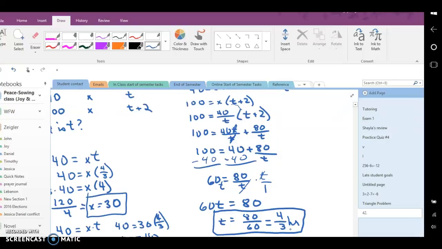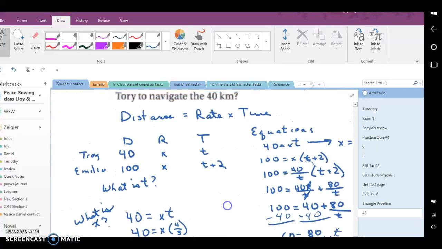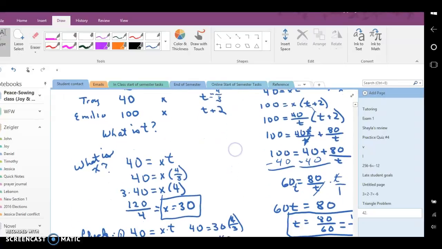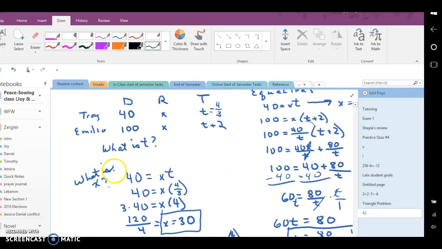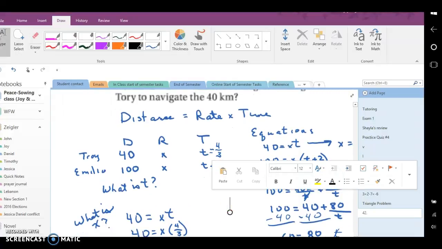Now I like to check that to make sure it's correct. So in order to do that, I need to figure out what the rate is. T is 4/3. We know that we're going to figure out the rate, which is x. What is x? So let me do it this way. 40 equals rate times time, which is x times t, which is x times 4/3.